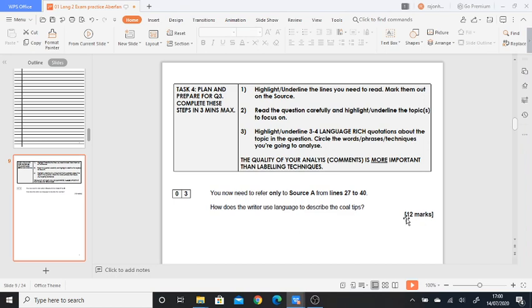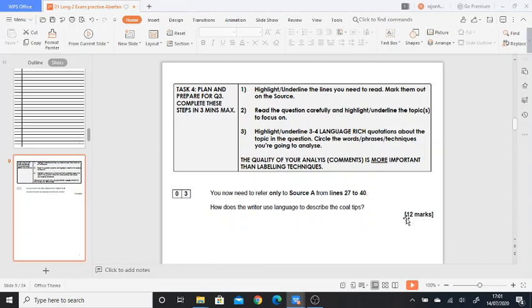So question 3 is similar to language paper 1, examining your understanding of language. Now the question is, you now need to refer to only source A from lines 27 to 40. Now you're looking at something quite specific, lines that are specific here in source A. So remember to clearly mark what is source A and what is source B, so you're not referring to the wrong one. Another clue here as to which source you need to write about is the question mentions the coal tip. So we're obviously looking at the one about Aberfan.